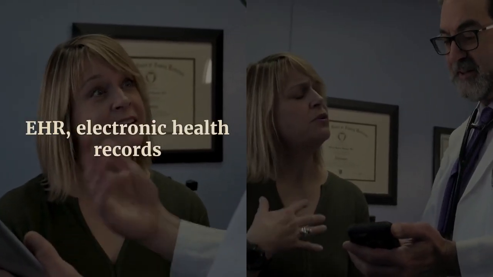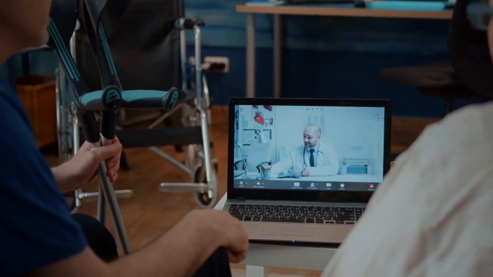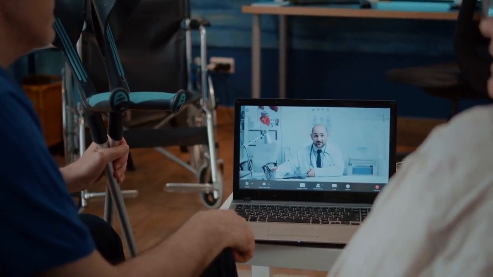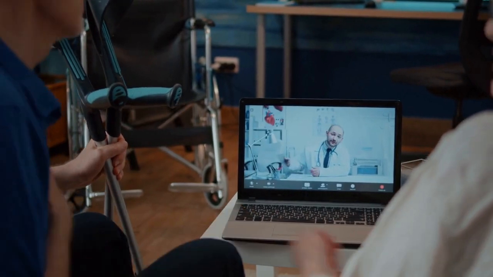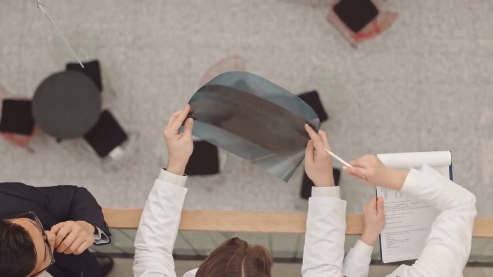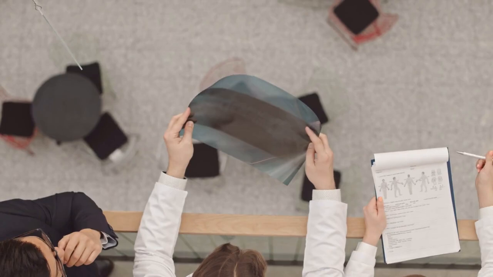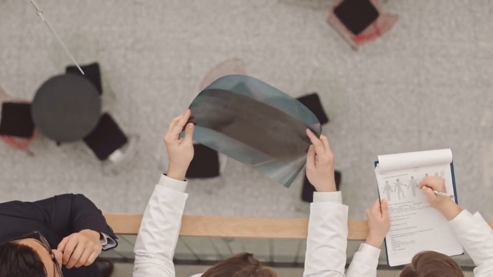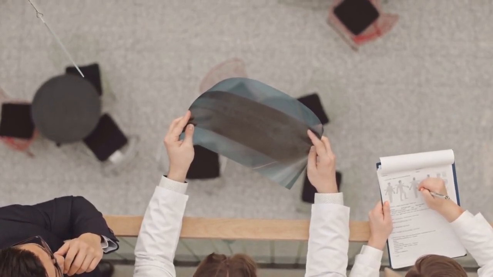EHR, electronic health records. EHRs integrate asynchronous interactions with a patient's medical history, ensuring continuity of care. Video and image analysis tools. High-quality imaging tools allow providers to review photos or videos submitted by patients for dermatology, wound care, or physical therapy assessments.